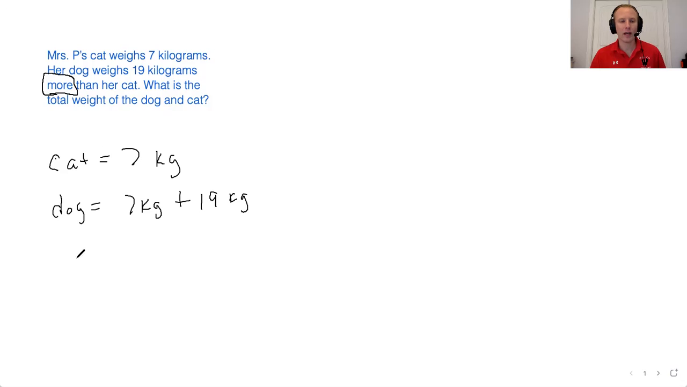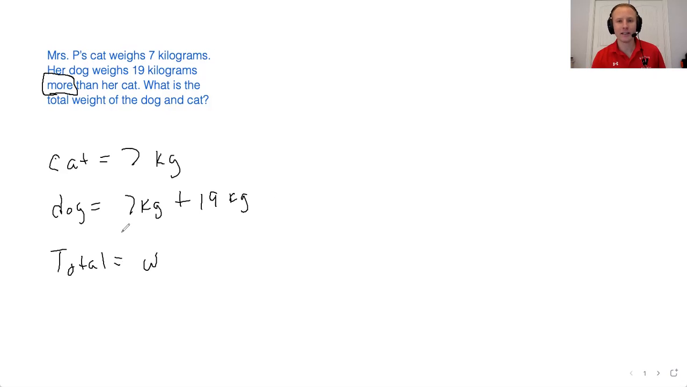What is the total weight of the cat and dog? Total, we're going to say that equals W. We'll put that as a variable right now. We're not sure. So here's all of my information. I'm going to read the problem one more time to make sure I didn't miss anything. Mrs. P's cat weighs 7 kilograms. Her dog weighs 19 kilograms more than her cat. What is the total weight of the dog and the cat?